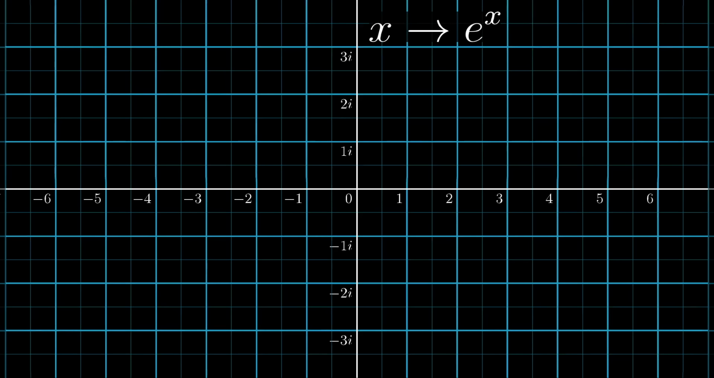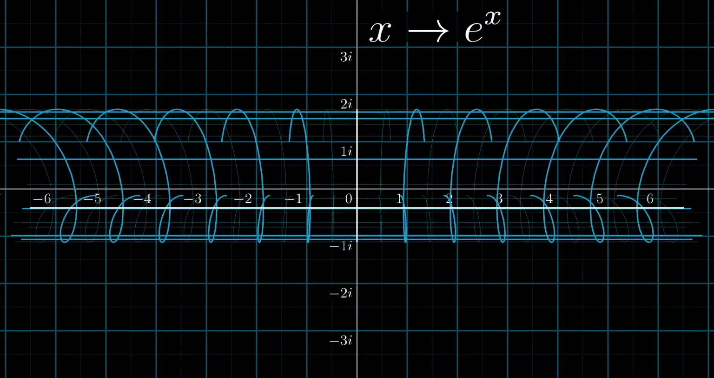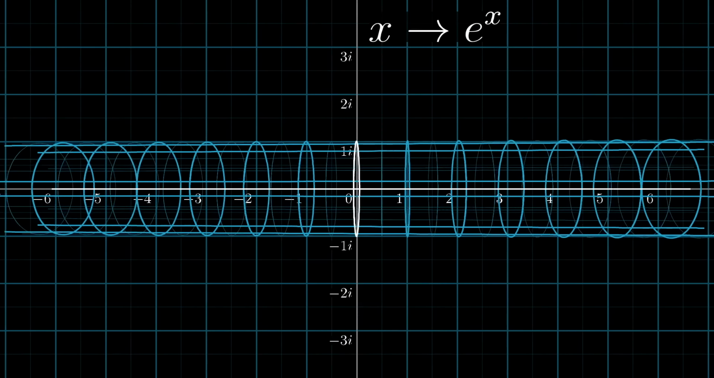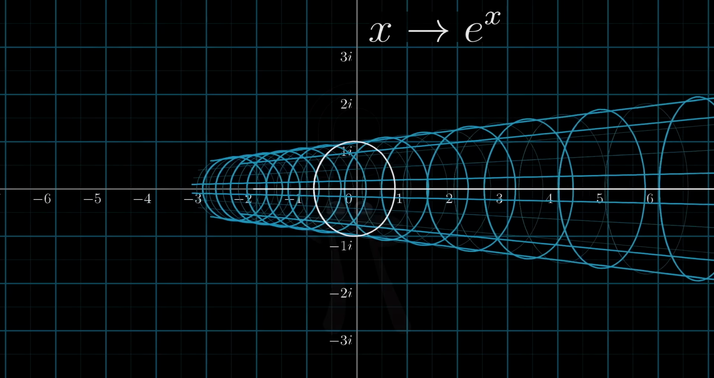To finish things off here, I want to show a way that you can think about this function e to the x as a transformation of the complex plane. But before that, just 2 quick messages.